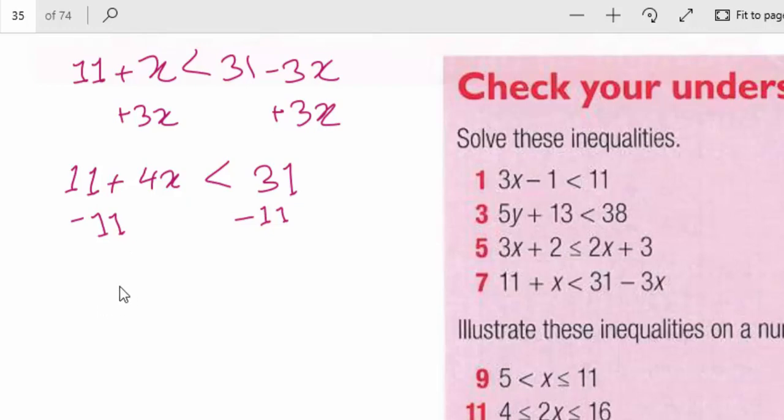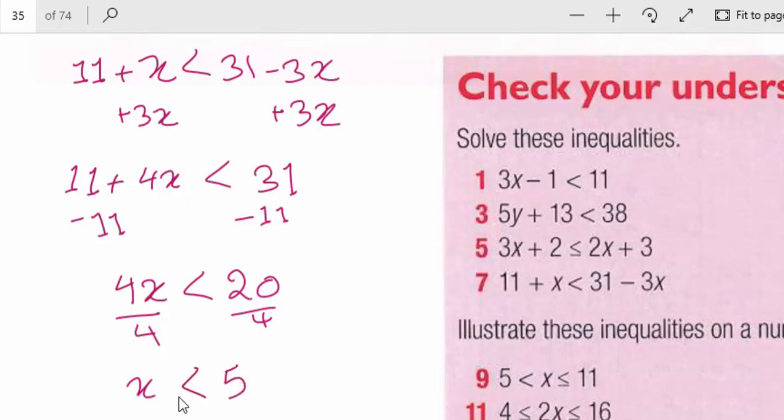Then this 11 will be cancelled. What's remaining here is only 4x is less than 31 minus 11, which is 20. Now divide both sides by 4. Finally, x is less than 5. Done.